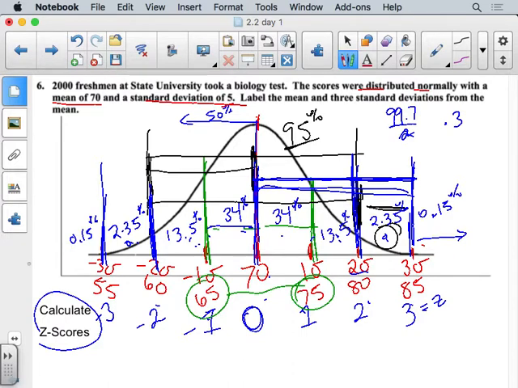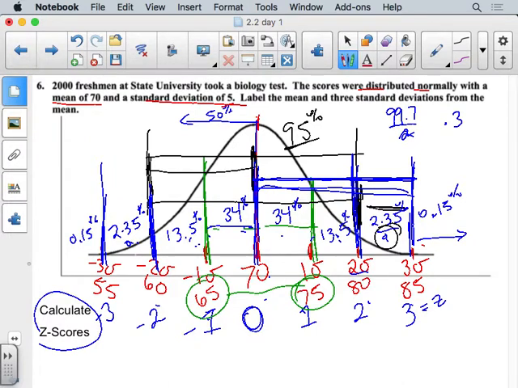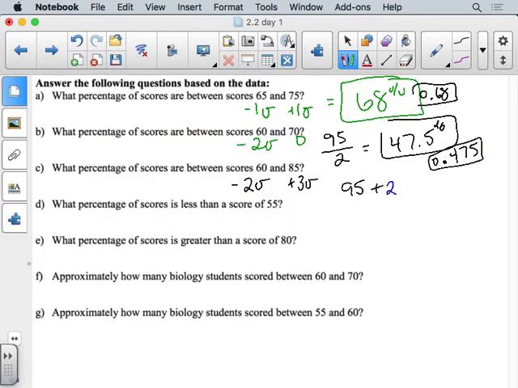Okay, so looking at these, all these are just working off this 68, 95, 99.7 from 1 to 2 to 3 standard deviations. So let's go back and see what we can do from here. So yeah, 95, and we would just add this 2.35%. So it'd be 95 plus 2.35, which should be the answer for C. Should be about 97.35%.